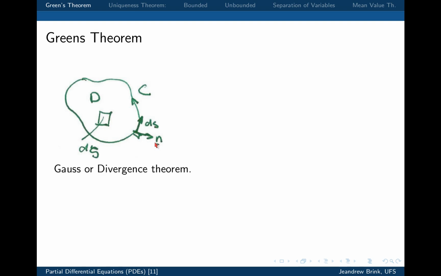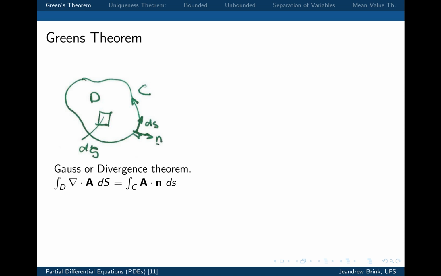Then Green's theorem, or the Gaussian theorem, or the divergence theorem, is simply that the integral of the divergence of a vector field A over the domain is equal to the integral along the boundary of A dotted with the normal times ds. I'm hoping you've seen this before. If you have not, a way to look at it physically is that the divergence is the net outflow of the region, which is the flux over the boundary. That's just an intuitive way of looking at it.